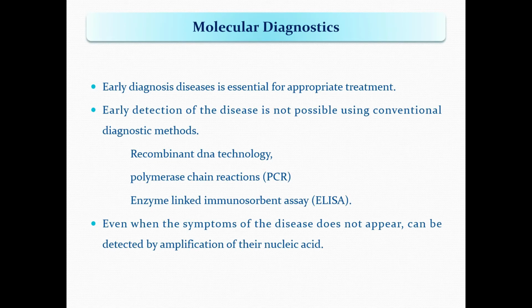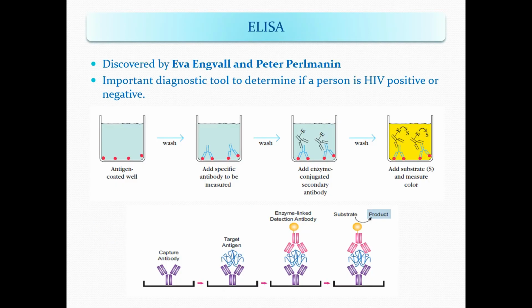But now, even when the number of pathogens is very low, at very low concentration in the patient's body, and when the symptoms are not appearing, the disease can be detected by amplification of their nucleic acid. What are these diagnostic procedures? We are going to learn about the ELISA test and PCR test in this lesson.